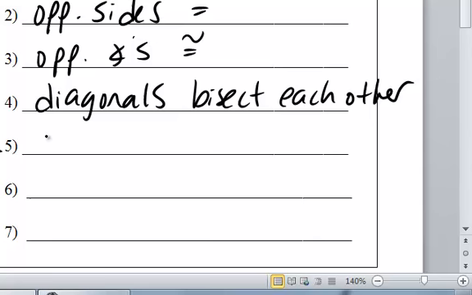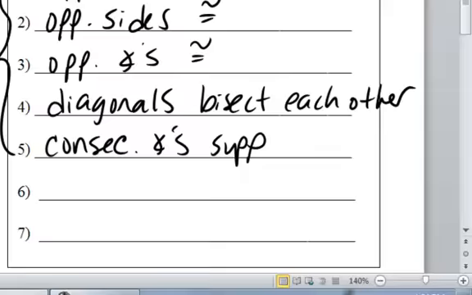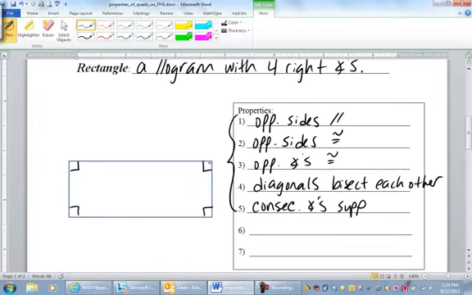And what's the last one? The consecutive angles are supplementary, meaning any two angles in a row. So these top two add up to 180, these two on the right add up to 180, the bottom two add up to 180, and these two on the left add up to 180.